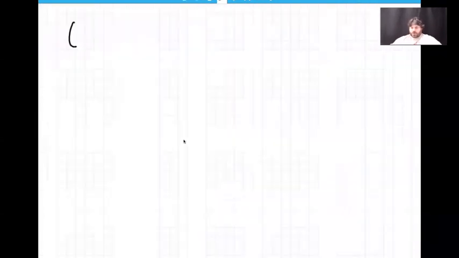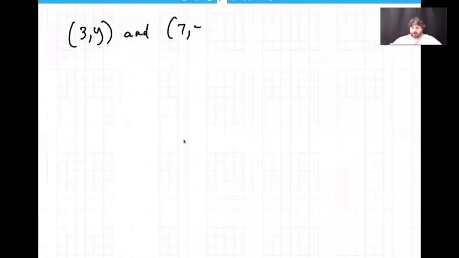All right, let's try this. The coordinates (3, y) and (7, negative 5) are on a line, and the distance between them is 5.